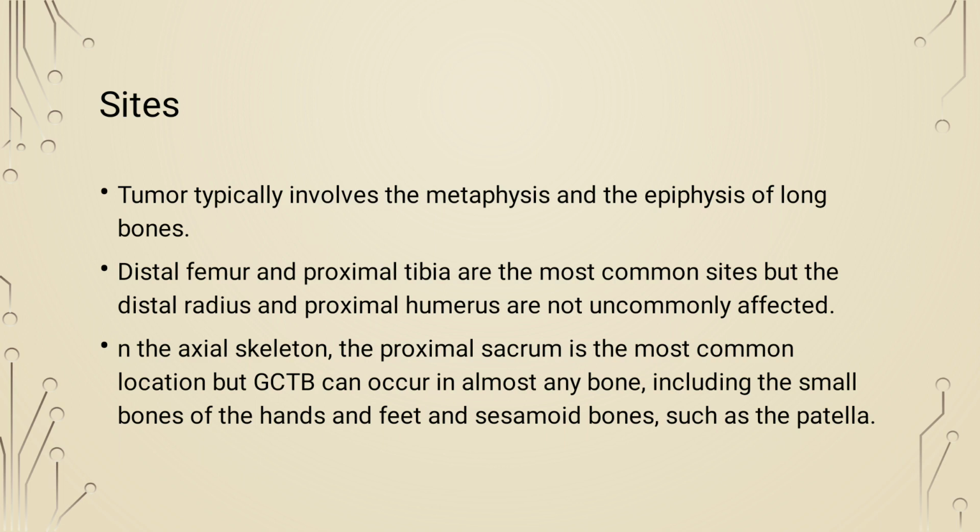Sites of giant cell tumor of bone. These tumors typically involve the metaphysis and epiphysis of the long bones. Distal femur and proximal tibia are the most common sites, but the distal radius and proximal humerus are also affected. In the axial skeleton, the proximal sacrum is the most common location, but giant cell tumor of bone can occur in almost any bone, including the small bones of hands and feet and sesamoid bones such as the patella.